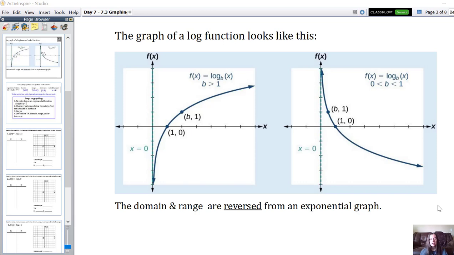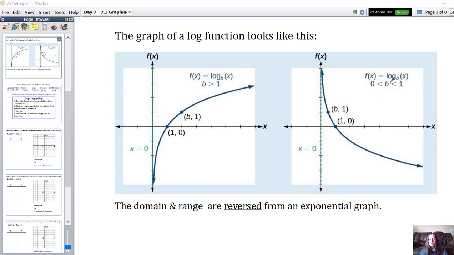Now we're going to graph a logarithmic function. Here are two examples of what logarithmic functions look like. The one on the left is where we have a b value that's greater than 1. Notice it's kind of the flip, kind of the reverse of the exponential graph because they are inverses of each other. So this time we're really close to the y-axis, which is x equal to 0, and then as x is increasing, we start to flatten out.